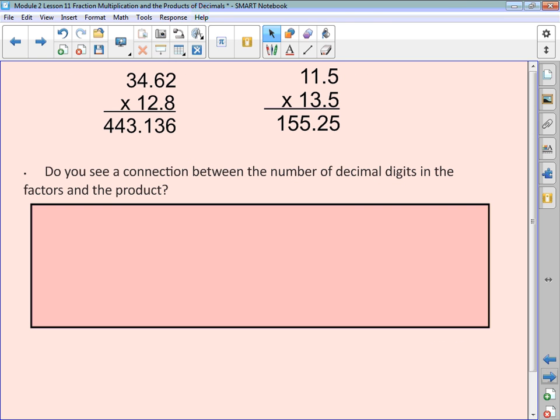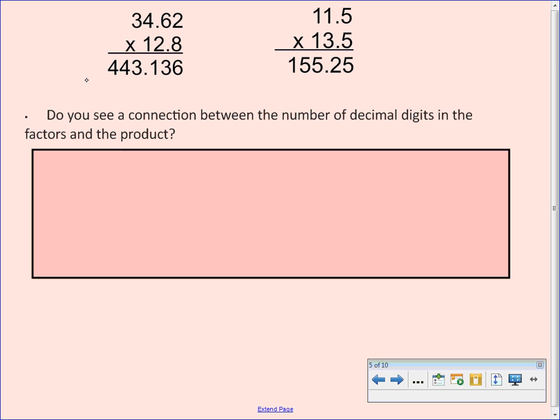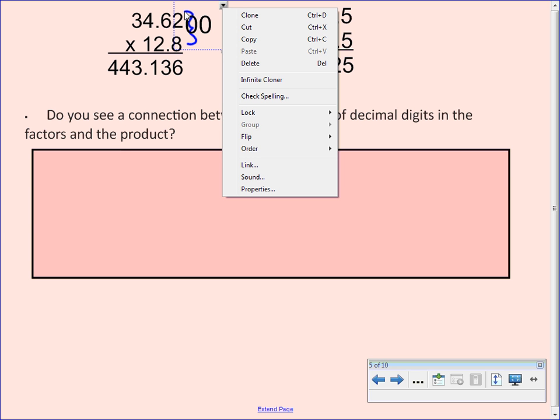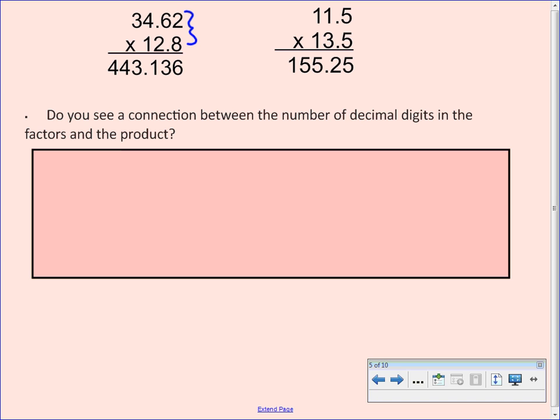So let's look. These are the two questions that you just solved, the two products that you just found. Do we see a relationship between our factors? Remember, these are our factors. Hello. I hit the space button by accident. That was like magic. Okay, those are our factors, and that's your product. These are your factors, that's your product.